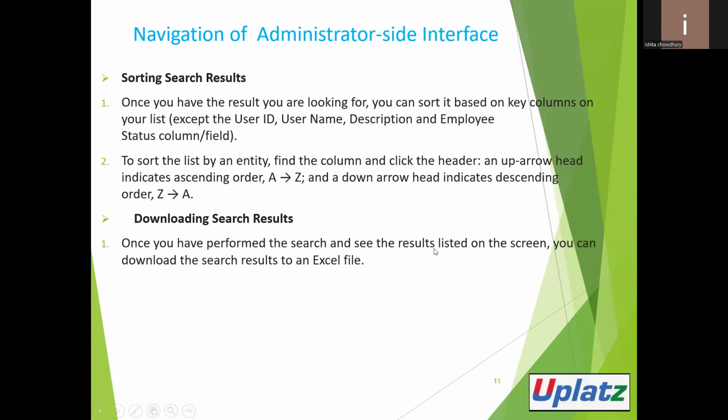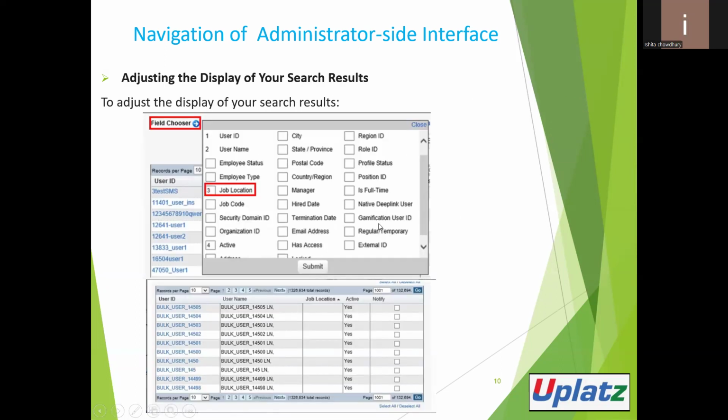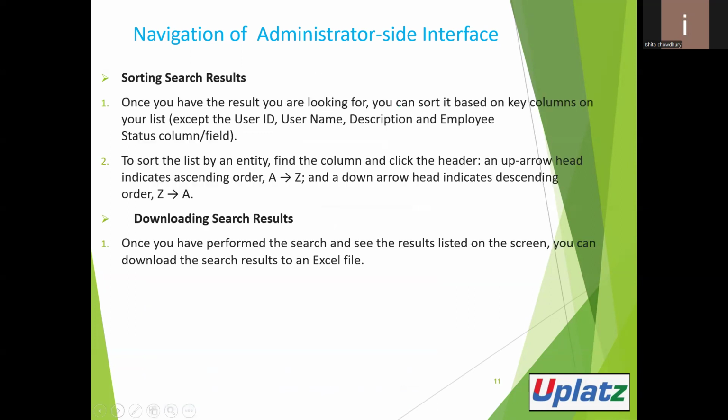Downloading search results. Once you perform the search and see the results listed on the screen, you can download the search results to an Excel file. What does it mean? You see the option of download search results. After you have downloaded this, you see that there are so many total records pertaining to this job location ID search, right? Whatever filter or field you have used to search the result. So you will find that there are multiple options here, and one among them which is extensively used is download search results, which gives a more granular search result and easy handling of all the tasks, right?